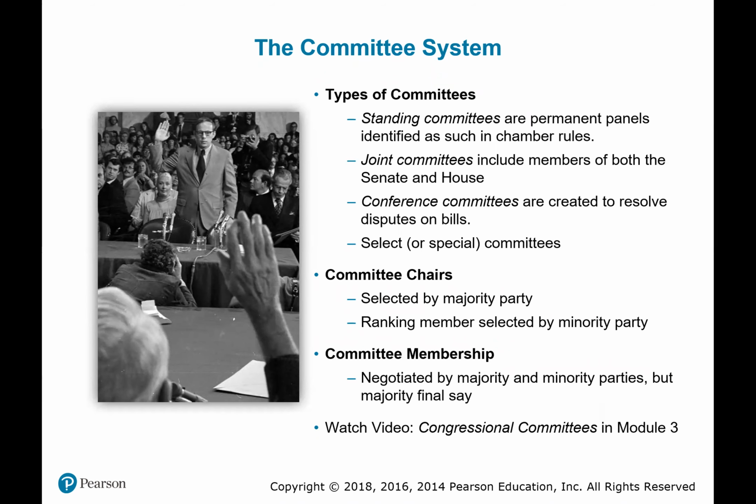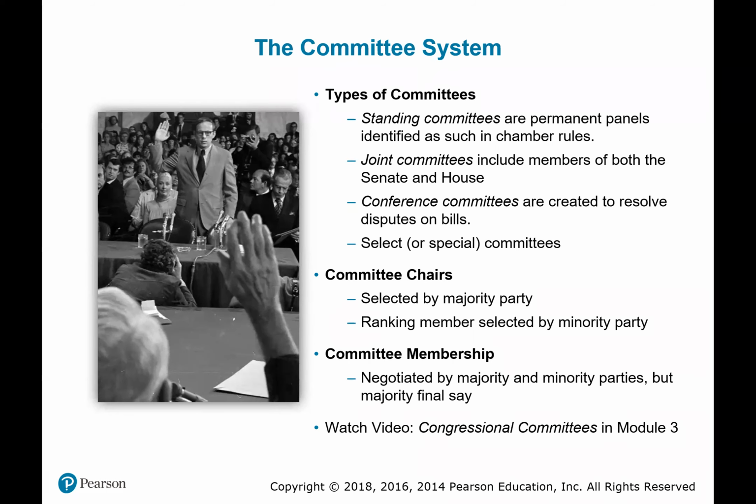Conference committees are very important. They're created to resolve disputes on bills, and they are a joint committee. So basically with a conference committee, oftentimes you'll see the House and Senate coming in with a bill that's similar, and the conference committee's job is to work with the committees from each of the Senate and the House to come up with a compromise for both to vote on.